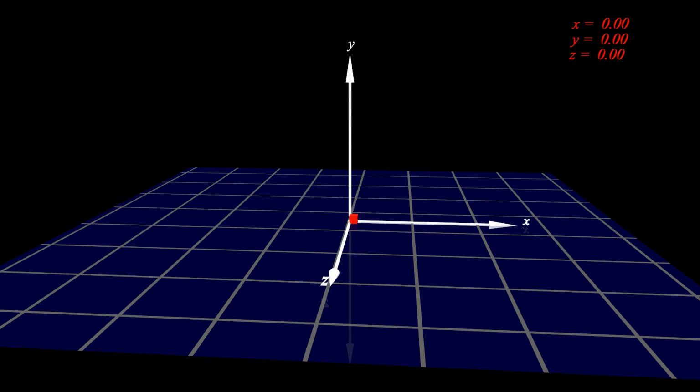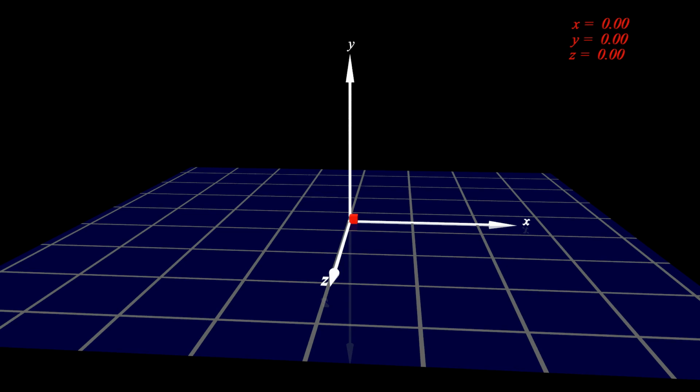These 3 directions follow a standard orientation called a right-hand coordinate system. Use your right hand. Your thumb points to the right in the positive x direction. Your index finger points in the positive y direction, upwards. And your middle finger extends in the positive z direction, towards you out of the screen.